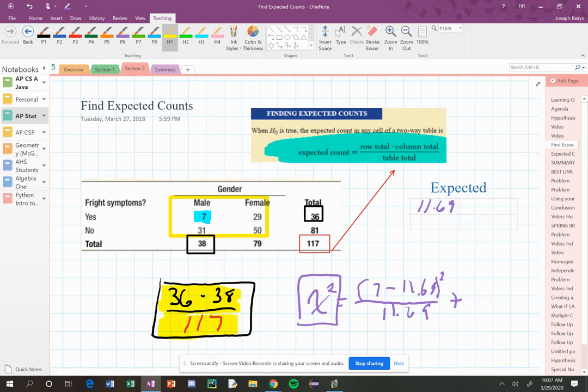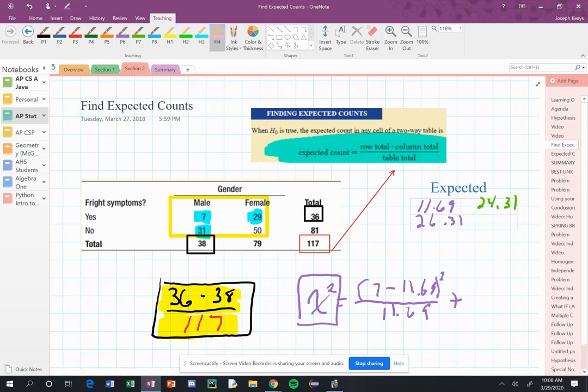Let's calculate the next expected one. Well, the next one is going to be for 29. And so what would I do? I would take the row total, which is 36, times the column total, which is 79, divided by 117. And in that case, I'm getting 24.307. How would I do the expected count for 31 in here? Well, I take the row total, which is 81, times the column total, which is 38, and divide it by the table total, which is 117. So in that case, what am I getting? I'm getting 26.307.